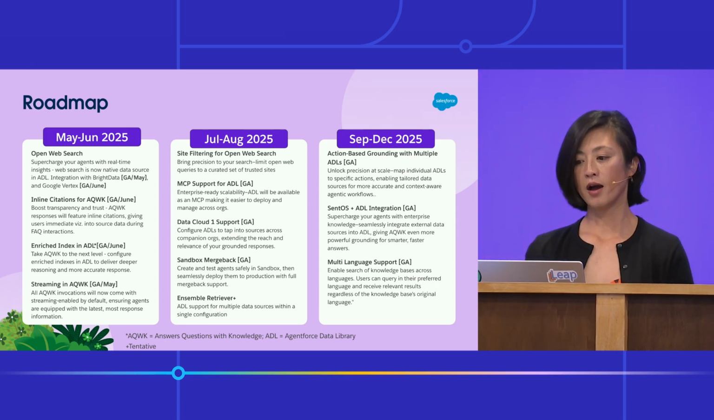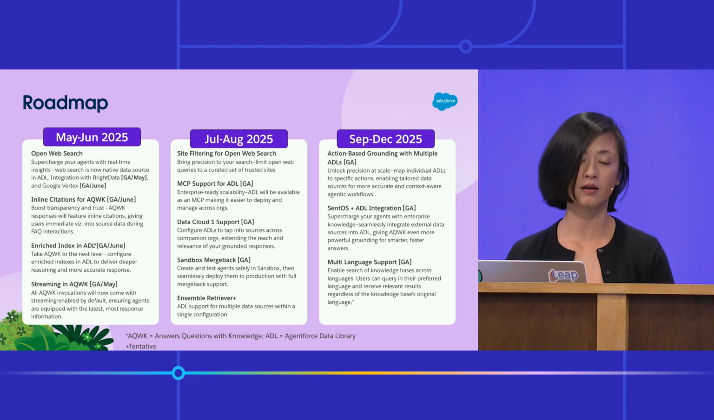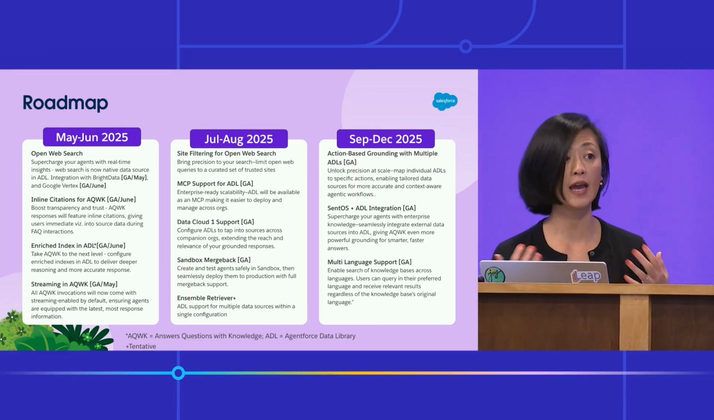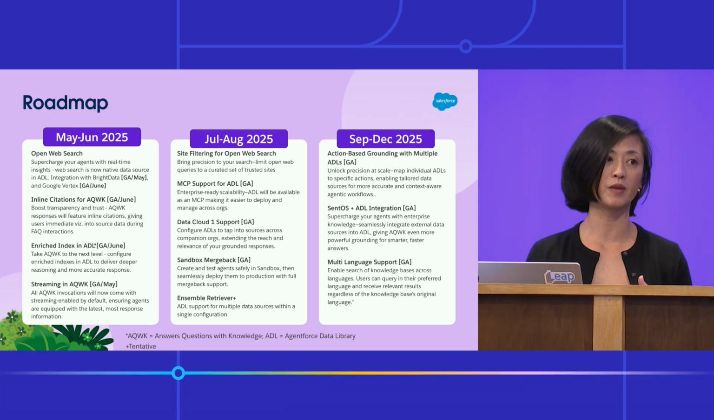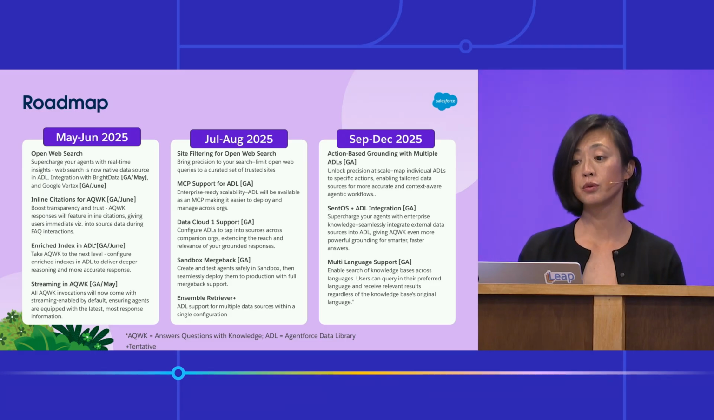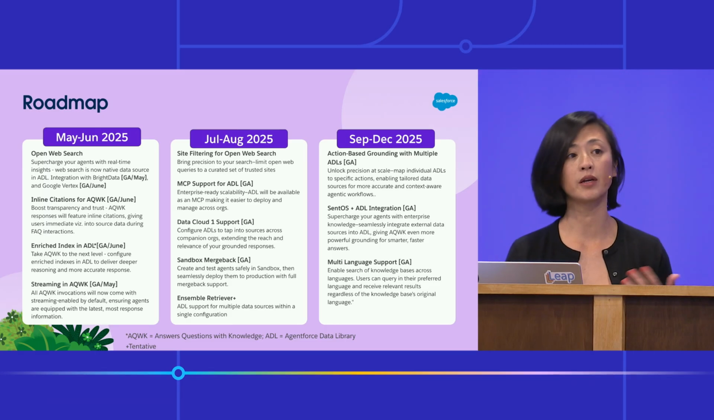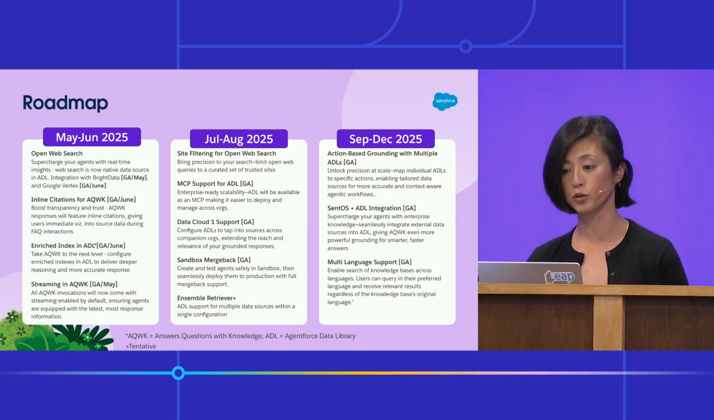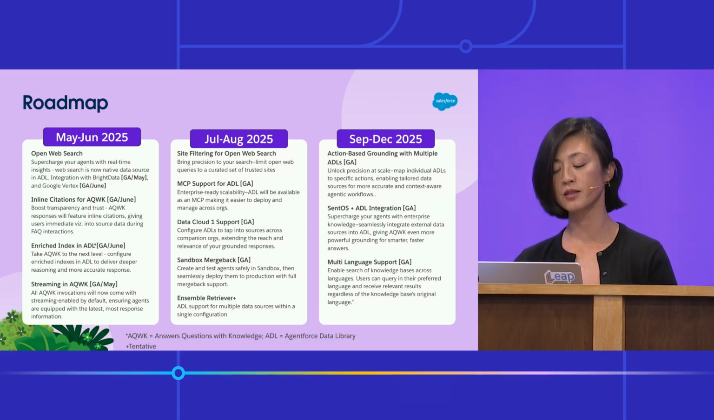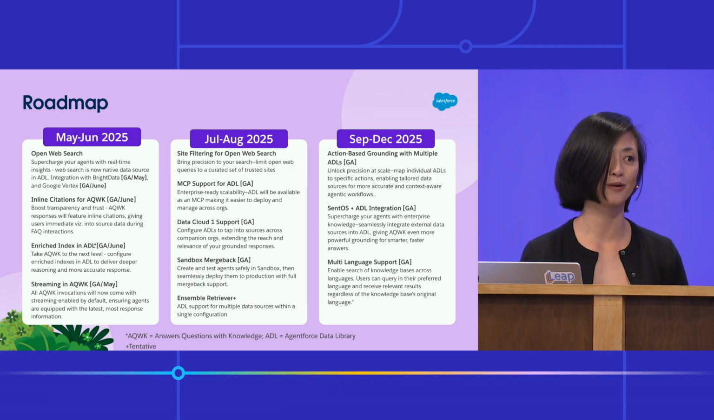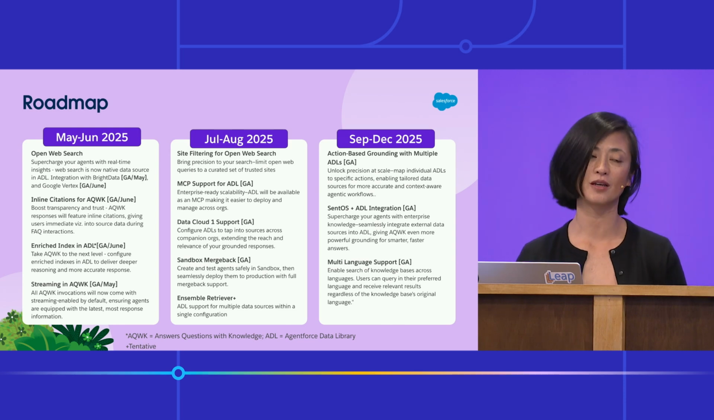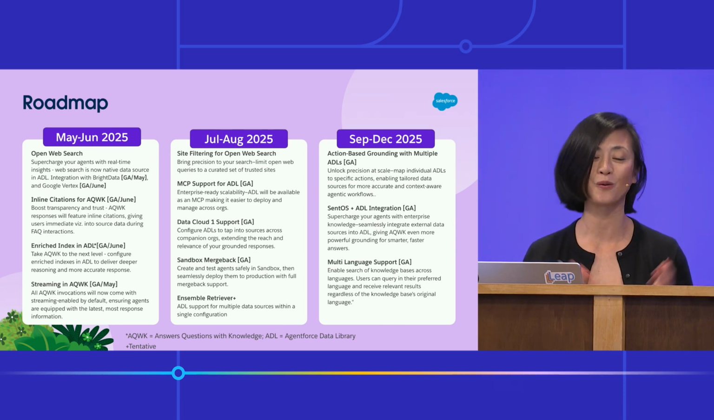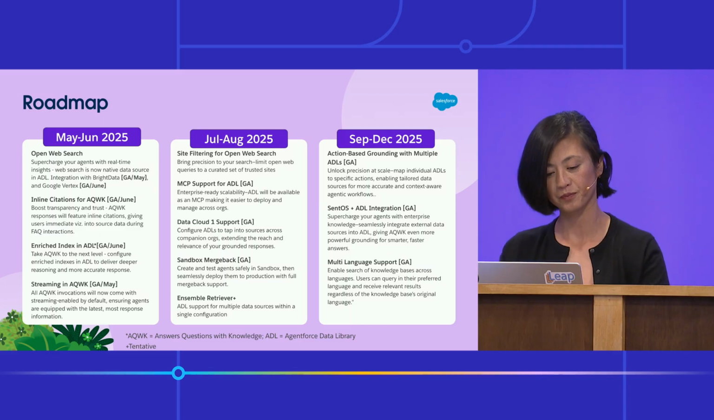And then finally, as we get towards that Dreamforce timeframe, a couple of things I want to call out here is action-based grounding. We really want to be able to map multiple Agentforce data libraries to our knowledge action. Right now you can only do one, but now you can ground it across multiple different libraries and services. Multi-language support, especially here in the UK or in EMEA settings, we know is incredibly important, so we want to have that as well.